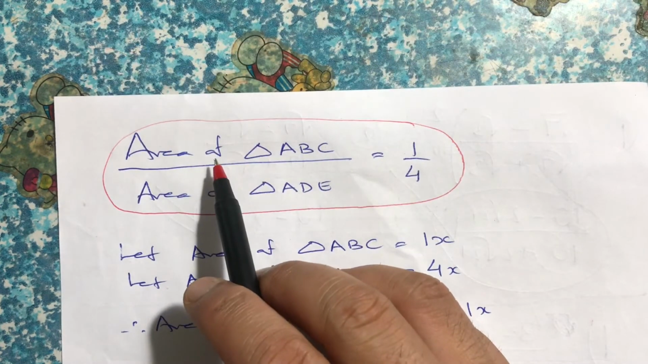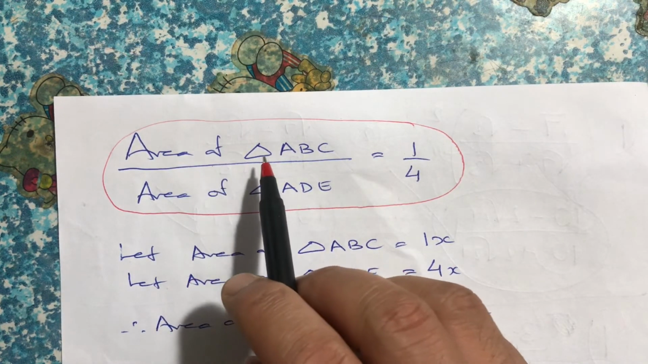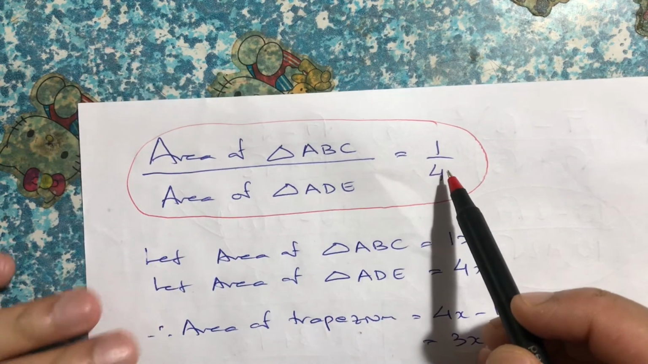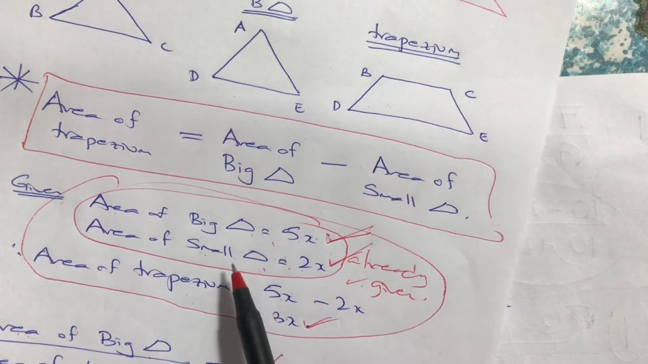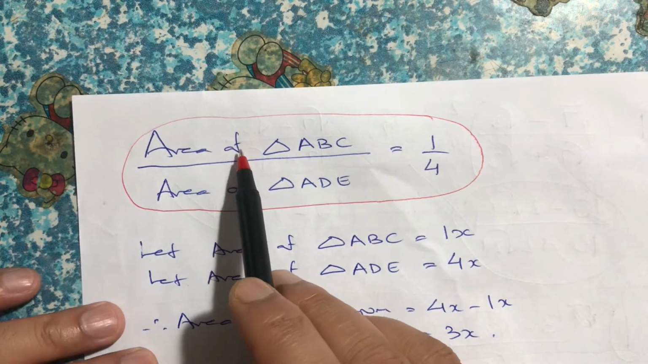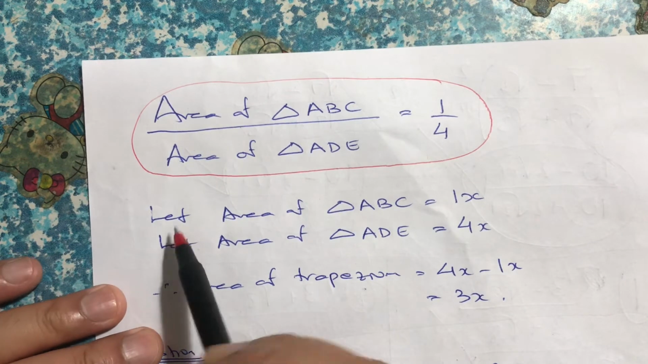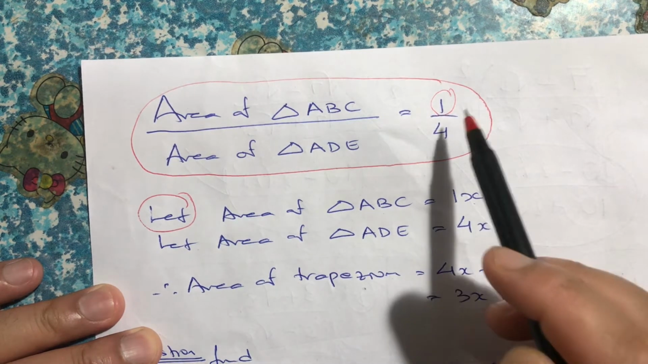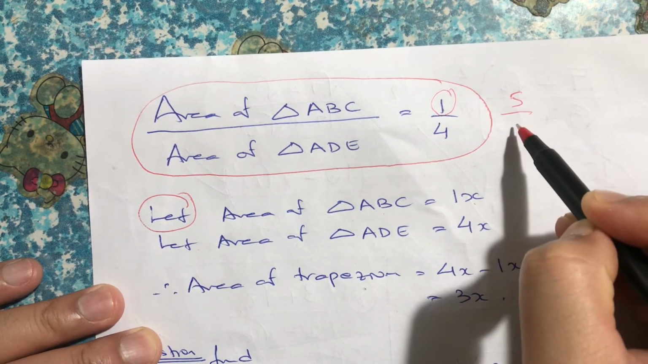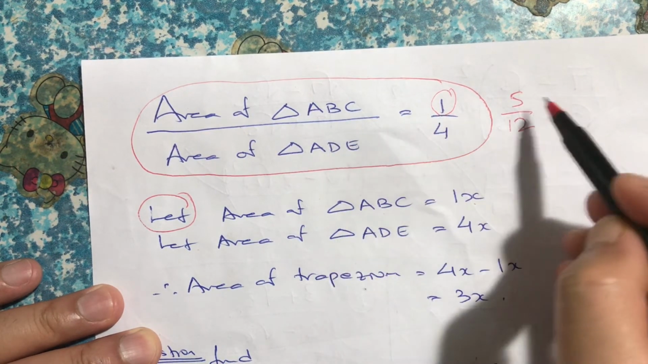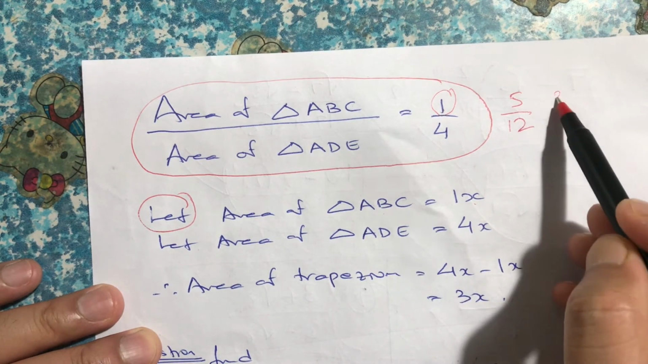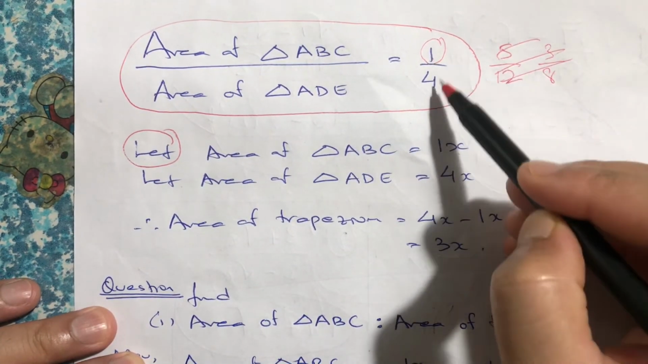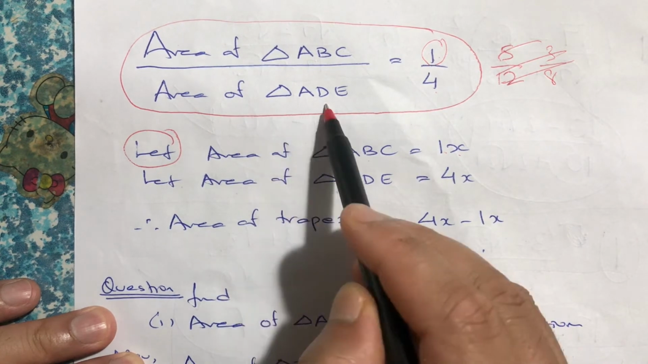Once we get the ratio, the ratio of area of triangle ABC to area of triangle ADE is 1/4. We had already got this. Now, to get the areas of the big triangle and small triangle, at the top we have area of triangle ABC. So we assume the area of triangle ABC is whatever this value is, and just put an x next to it. So we write 1x. If this ratio had been, let's say, 5 by 12, then the area of triangle ABC would have been 5x. If it had been 3 by 8, it would have been 3x. In this question it's 1/4, so we say this is 1x. Area of triangle ADE is 4, so we write 4x.